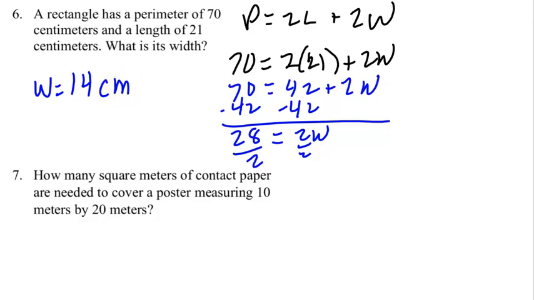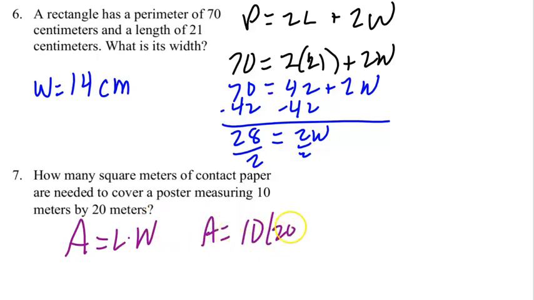And our last one: how many square meters of contact paper are needed to cover a poster measuring 10 meters by 20 meters? So this is an area problem, and this will be a rectangle, so area equals length times width. So we need to find the A when it's a 10 by 20. So I multiply that. The area is going to give us 200. This will be square meters. So that is a quick review on expressions and equations.